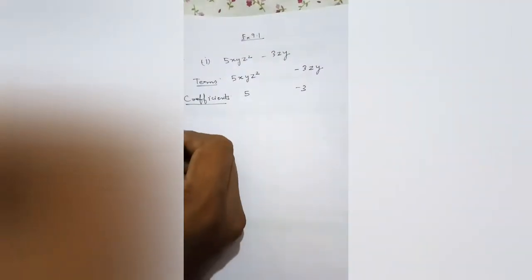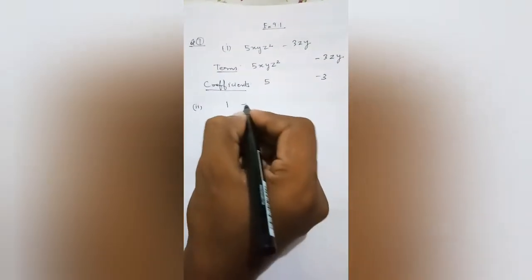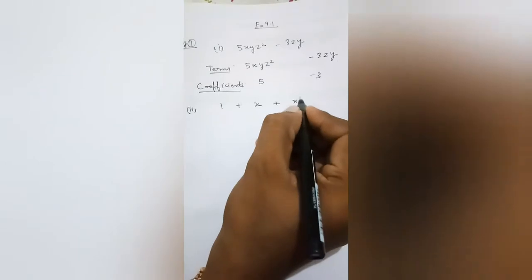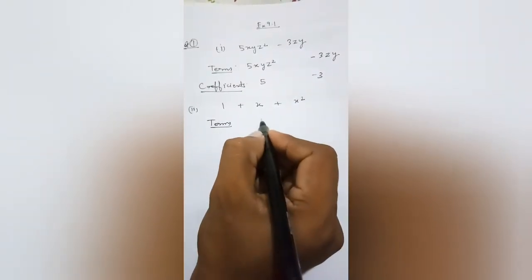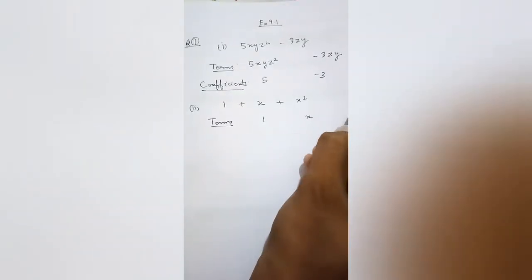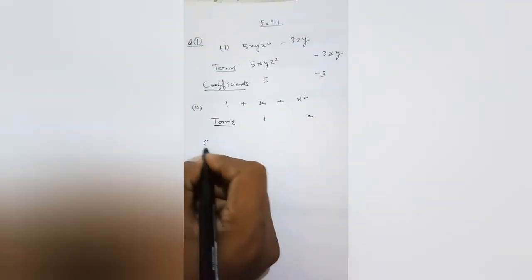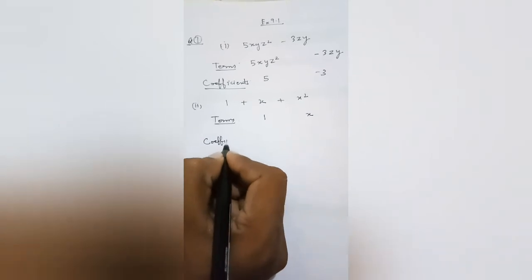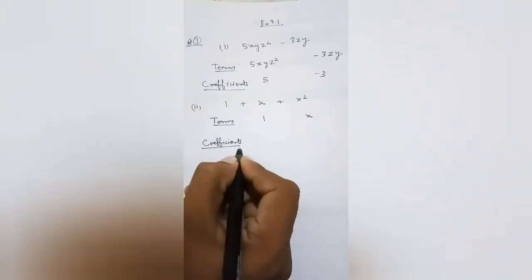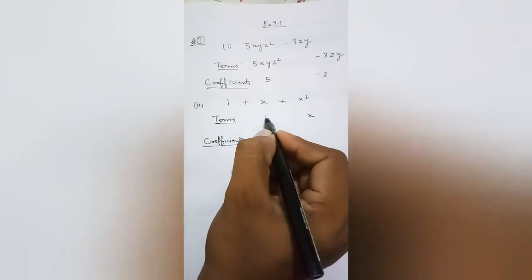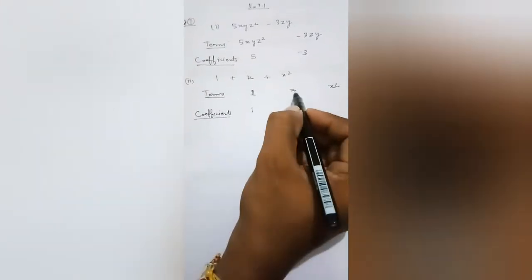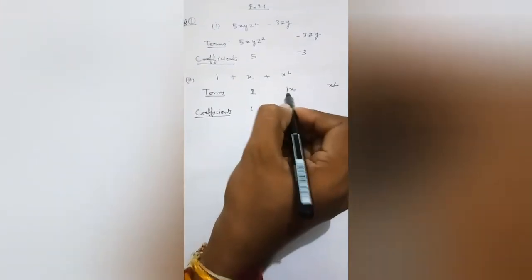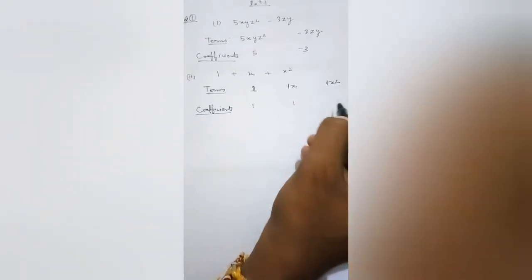If I am talking about the second part, it is 1 plus x plus x square. Now first you have to write down the terms. First term is 1, second term is x and third term is x square. Now you have to write down the coefficients. As this is the constant term, the coefficient would be 1. The x coefficient would be 1, you can write 1 here. Here also the x square coefficient is 1.